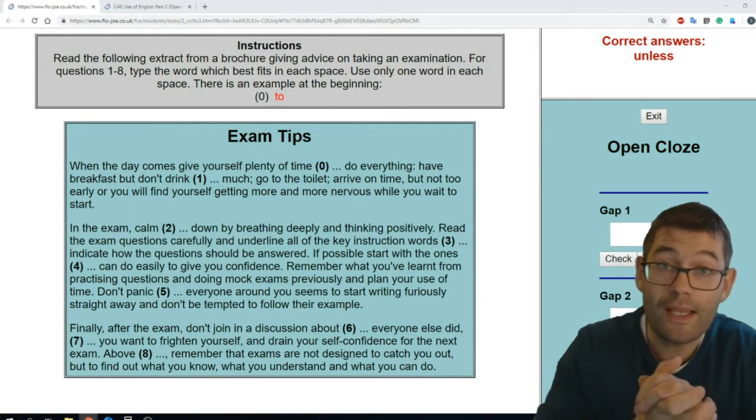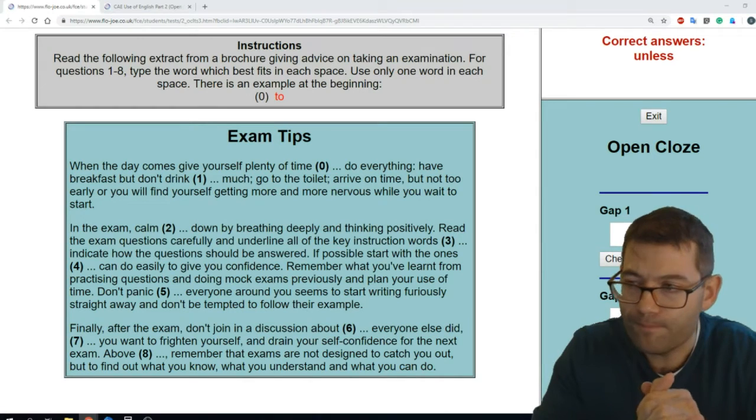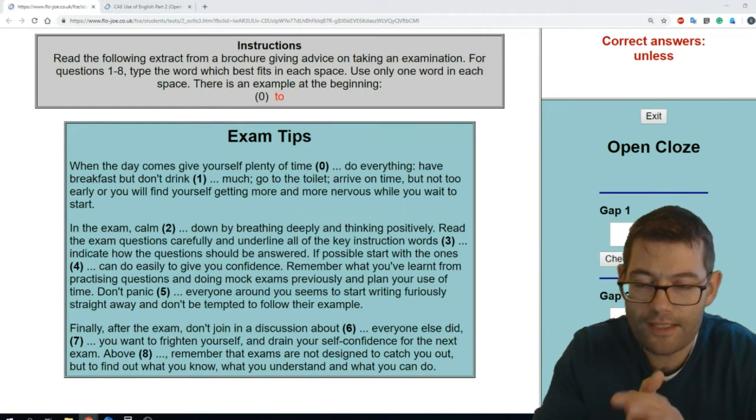Okay, so let's have a look at the exercise. And as I said, it's about exam tips. It's about preparing for an exam.